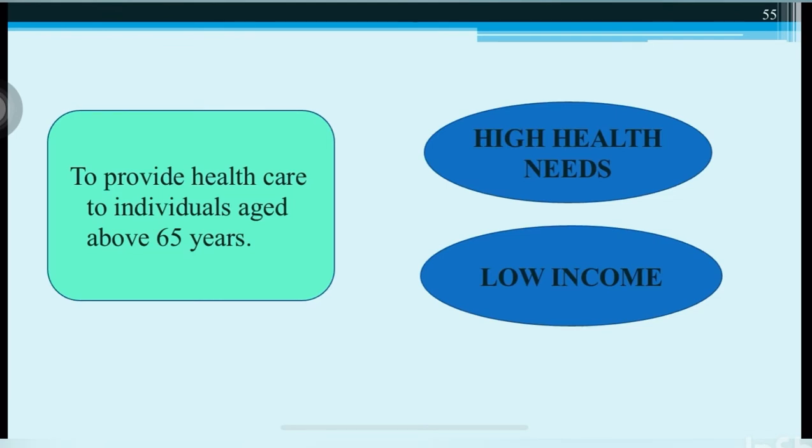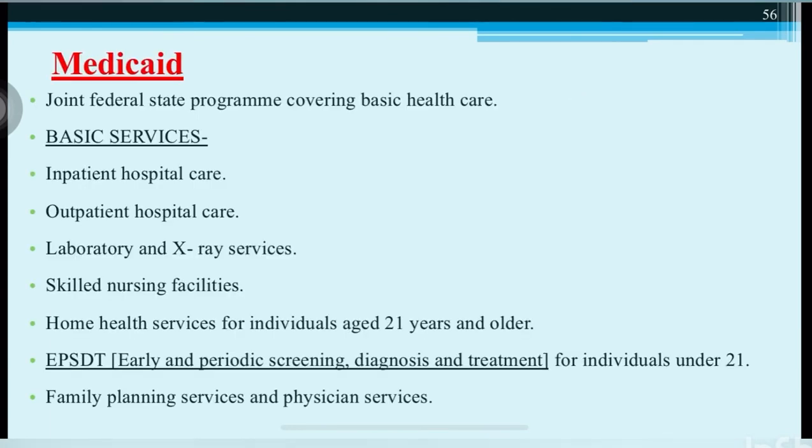Okay, so the objective of this was to provide healthcare to individuals aged above 65 years. So what are the main problems of these 65-year-old people? Basically they have high health needs and they have low income. Okay, so we are done with the first thing, that is Medicare.